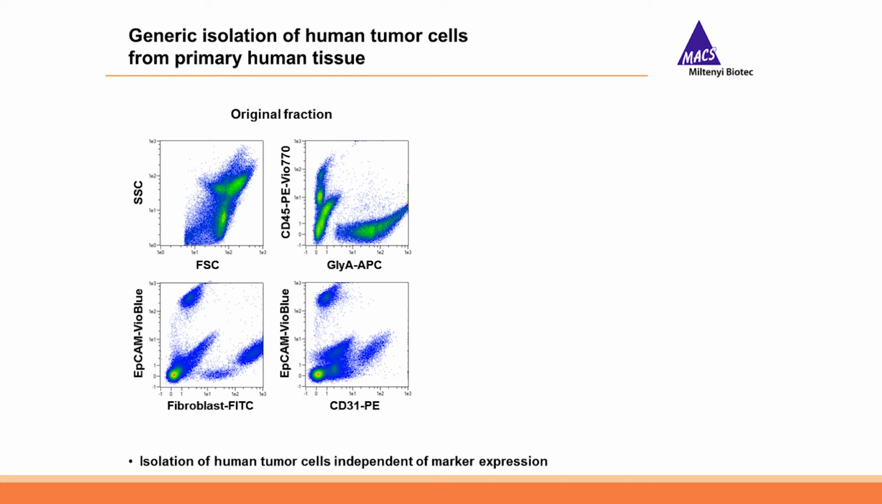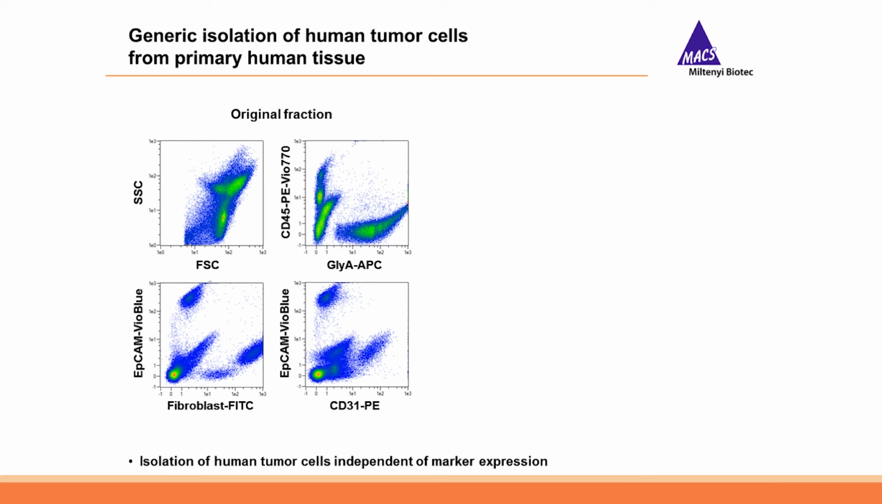And what you can see here, this is an original fraction from a breast cancer patient. You see the forward side scatter, again, very high heterogeneity. You see a lot of white blood cells labeled by CD45, red blood cells by glycophorin A, endothelial cells CD31 positive, fibroblasts, and also the EpCAM positive tumor cells.